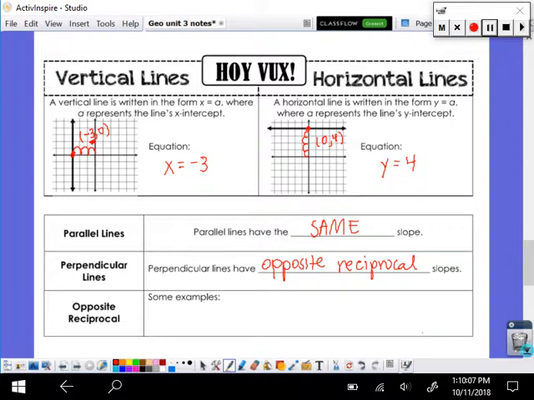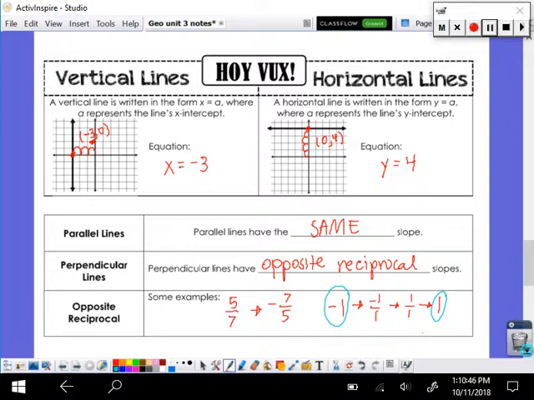So some examples, let's just say we'll use 5/7. If that's your original slope, the opposite reciprocal, change the sign, flip the fraction. So 5 over 7, the opposite will be negative 7 over 5. Okay, another example, let's say we start out with negative 1 as our slope. Remember, negative 1 is really negative 1 over 1. So if we wanted the opposite reciprocal, we would say positive 1 over 1, which just is a positive 1. So negative 1 and positive 1 are opposite reciprocals.